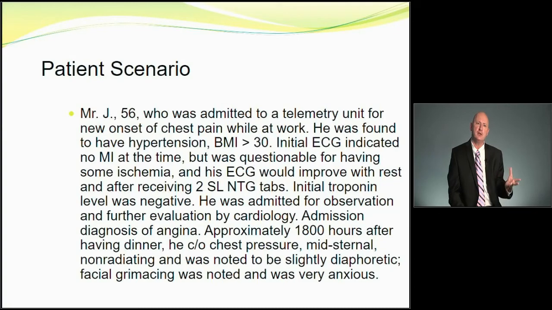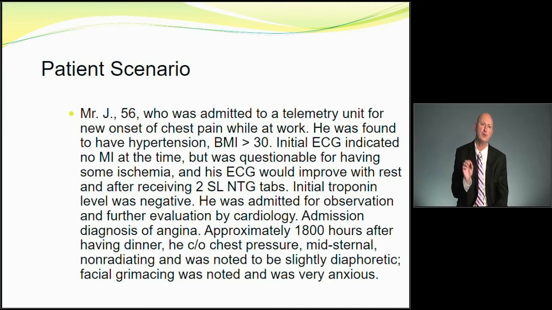I've got up here that Mr. J is a 56-year-old guy that's in the telemetry unit with new onset of chest pain while at work. He was found to have hypertension. He's got a BMI of greater than 30. So this tells you this is sort of a large, a little bit overweight guy. And it didn't say that he had an MI at the time, but it was questionable on his EKG and some of his lab work that he had some ischemia. And when he lays still and he gets his sublingual nitroglycerins, his ECG improves and his chest pain improves.